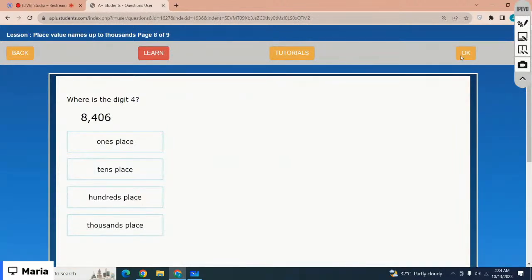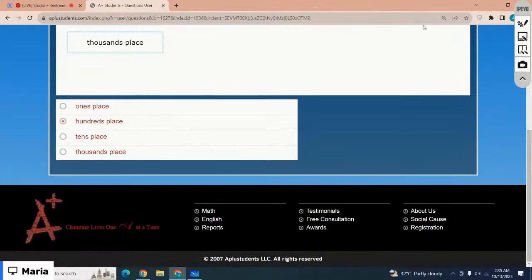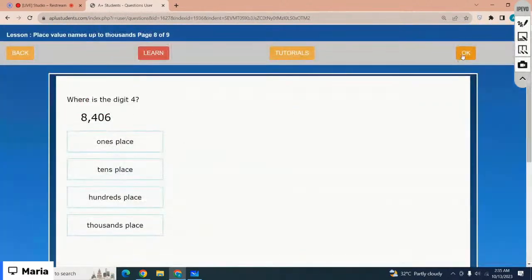Where is the digit 4? The correct option is... 4 is at the... tens, hundreds, right? I think that was for the last question. 4 is at the hundreds place. The correct option is hundreds.